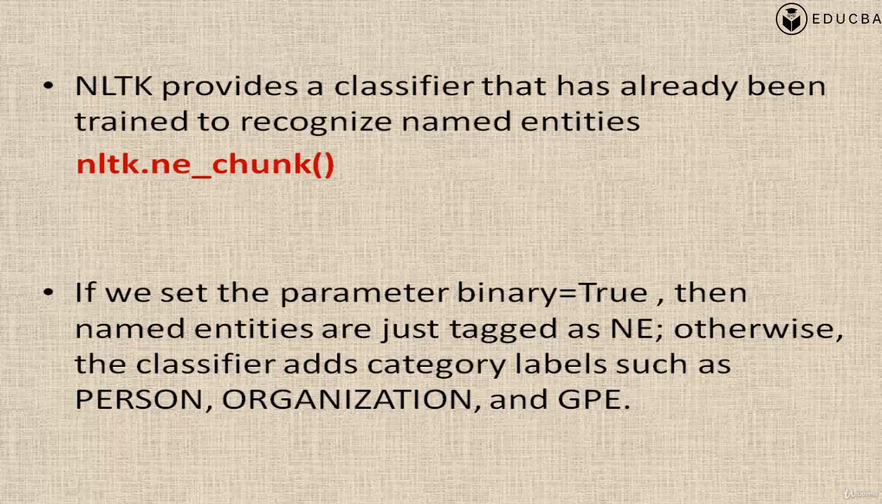If we set the parameter binary equal to True, then named entities are just tagged as NE, that is, named entity. Otherwise, the classifier will add a category label, like person, organization, GPE, etc. So if you set the parameter binary as True, no category labels will be there, and otherwise it will add category labels. This is a built-in function in the NLTK module which you can use for recognizing named entities.